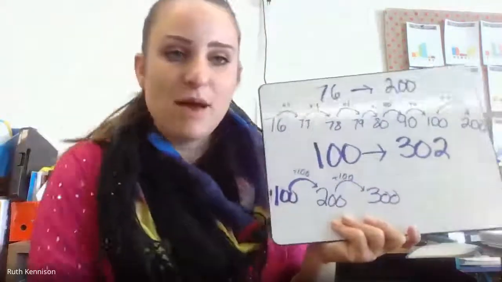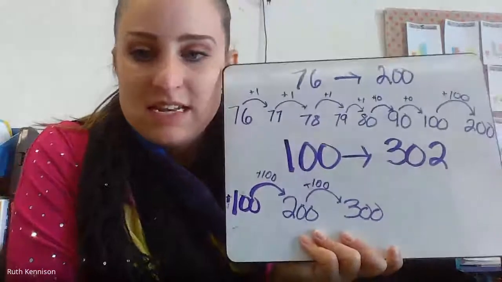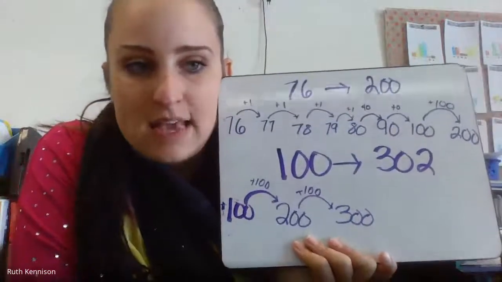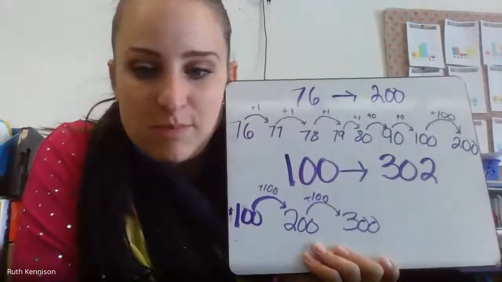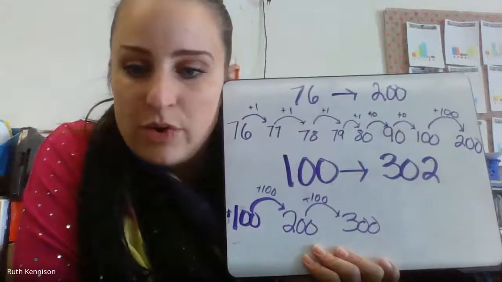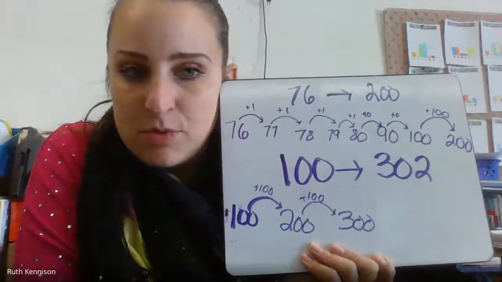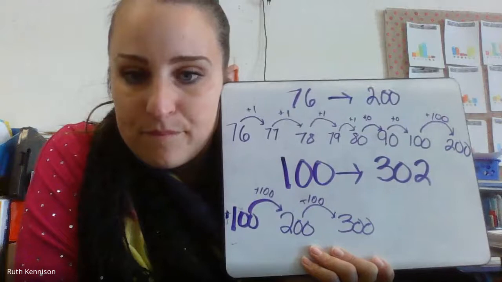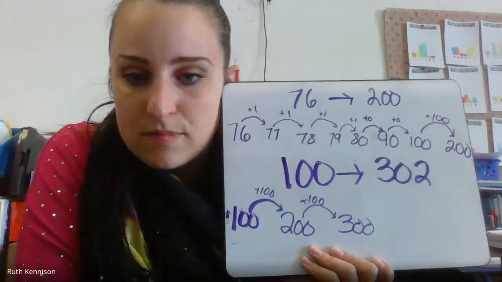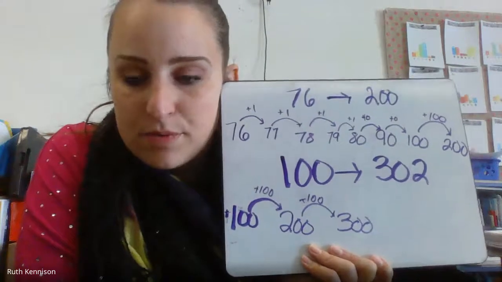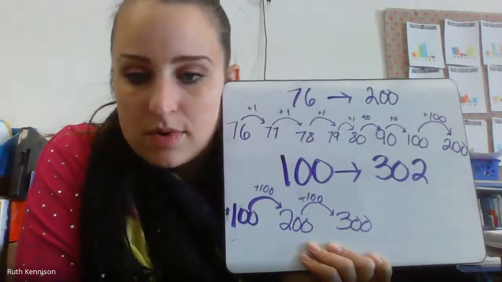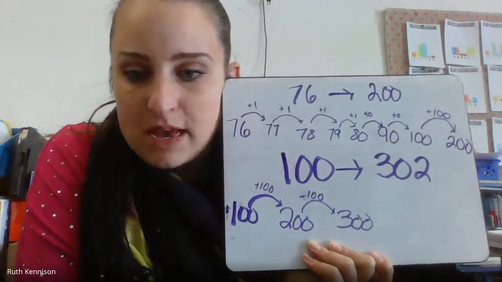Uh-oh, can I keep counting by hundreds? I need to get to 302. I can't keep counting by hundreds. The next 100 would take me to 400, and that's too many. So what do I do now? Samuel, what do I do now? What do you think I count by now?